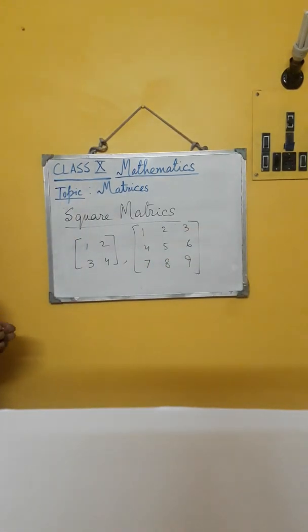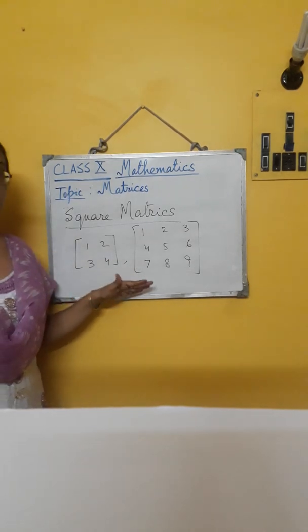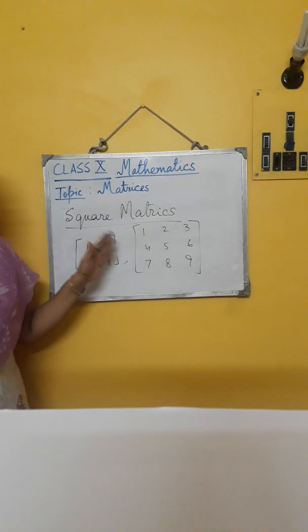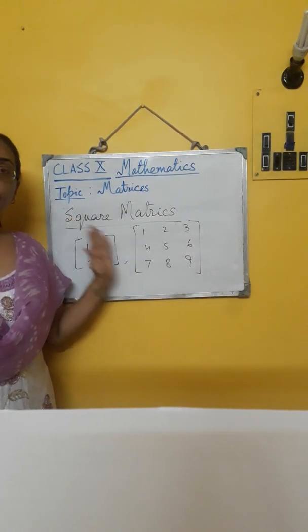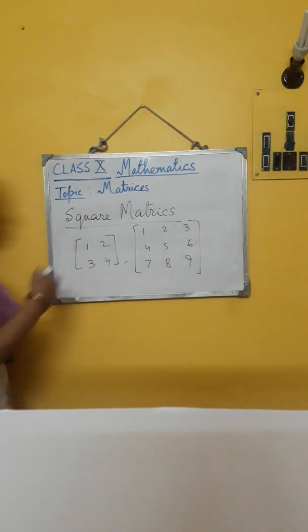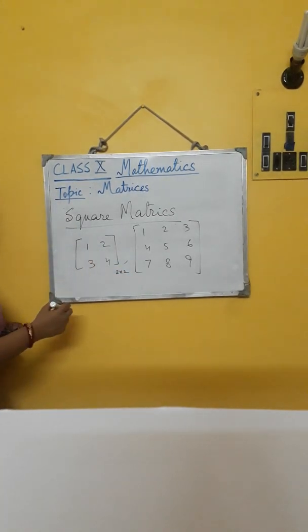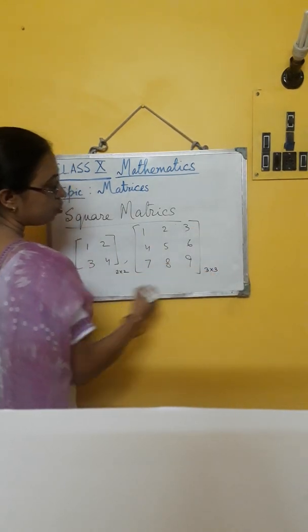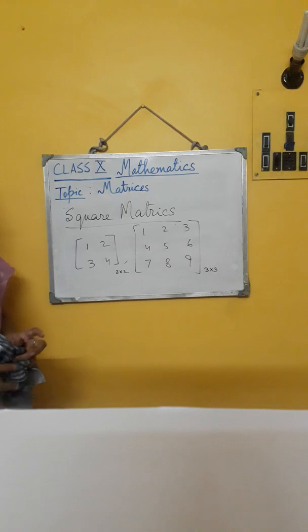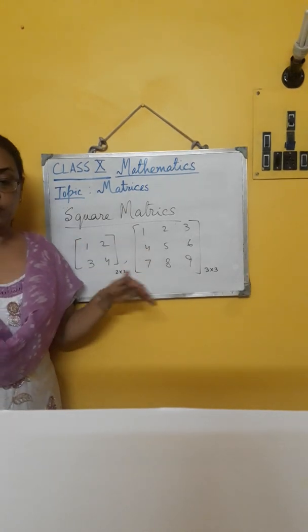Next we are coming to the square matrix. What is a square matrix? Here the number of rows is equal to the number of columns. Whenever the number of rows is equal to the number of columns, we name it a square matrix. Here you can see 2 cross 2, 2 rows and 2 columns. Here we can see 3 rows and 3 columns. That is a square matrix.